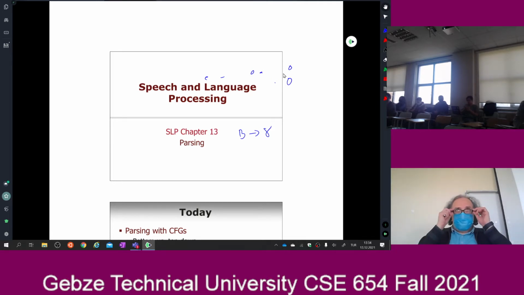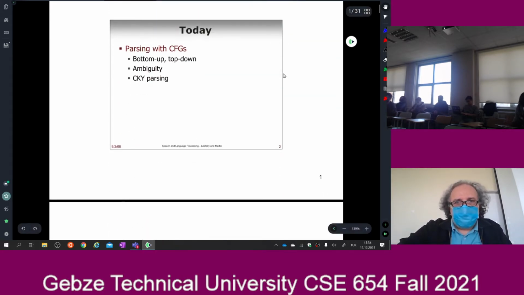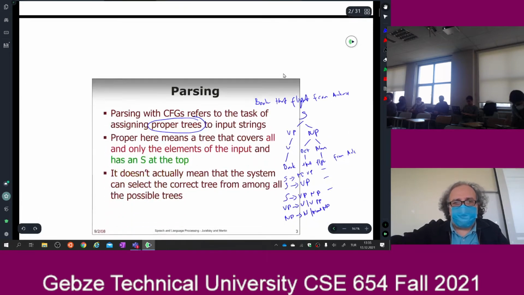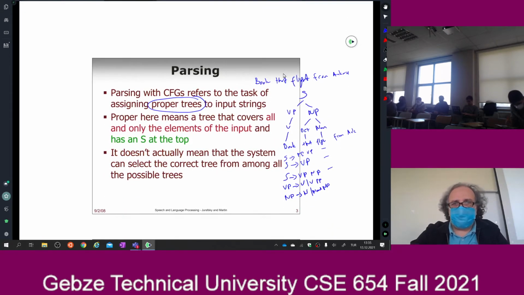And as I said before, context-free grammars are not the only way of defining a formal grammar for a language. There are other types of grammars, or other types of parsing systems, and we are going to look at them, namely dependency parsing. So today I am going to do CKY parsing, bottom-up parsing, top-down parsing, Earley parsing.